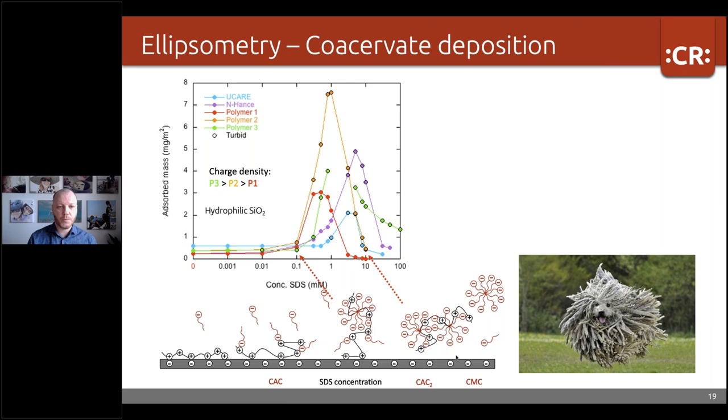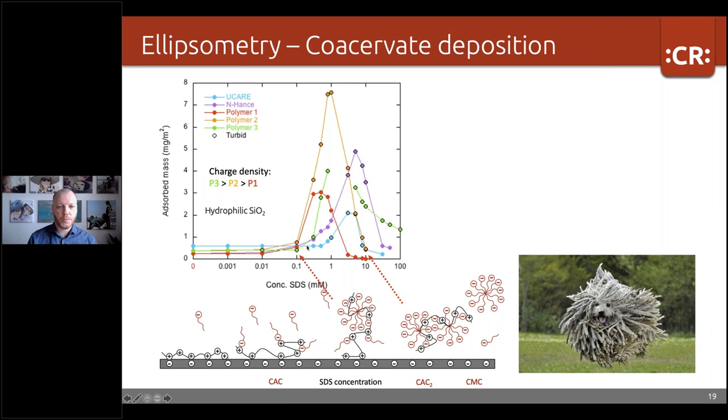surfactants. And then using ellipsometry, you can start on this end here where you have only the positively charged polymer, and then stepwise add, titrate in more and more of your negatively charged surfactant while measuring the adsorbed amount. And that's what we see in the graph here, and it's tested for different polymers. So UCare and Enhance are benchmark polymers used a lot for shampoos. And then the client had three different types of their polymer that they wanted to test against these benchmarks.